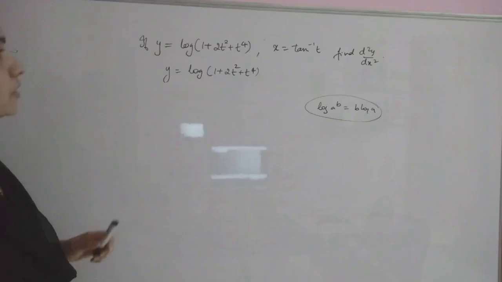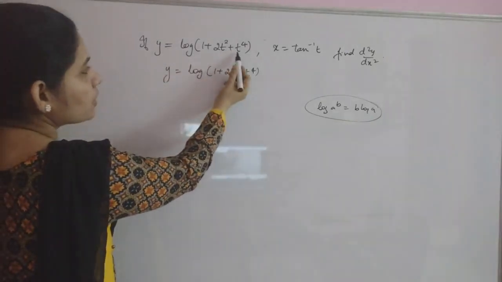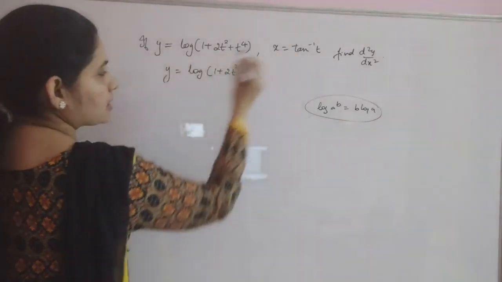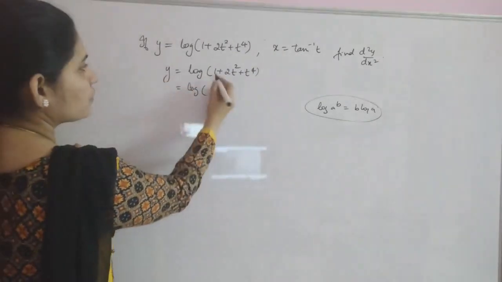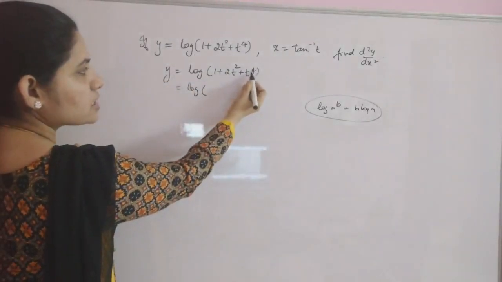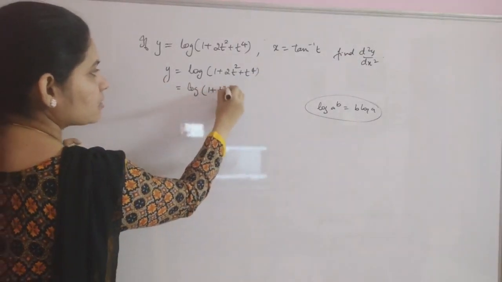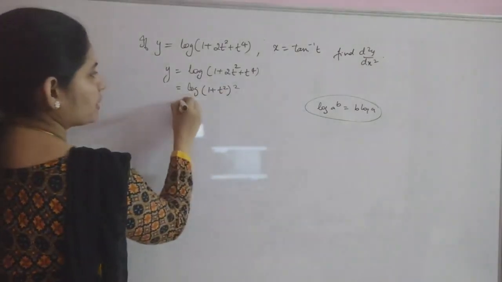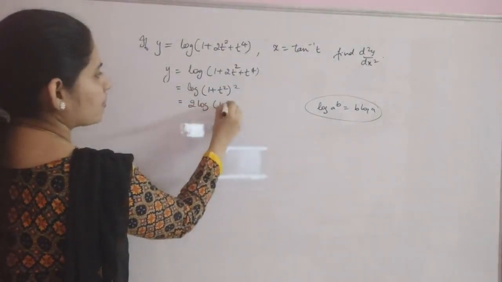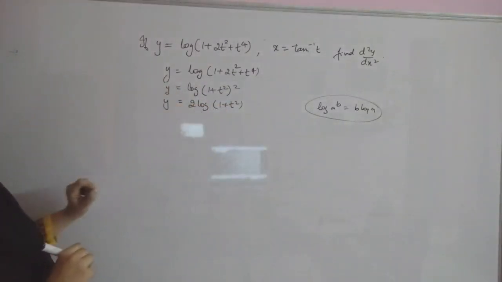Okay. So here we are starting with y equal to log of 1 plus 2t squared plus t raised to 4, and x is this. So y is equal to log of this, which can be written as log of a squared plus b squared plus 2ab, where a is 1 and b is t squared. So here you will get 1 plus t squared, the whole squared. Now again, applying the log property, you will get 2 log of 1 plus t squared. So y is equal to 2 log of 1 plus t squared.